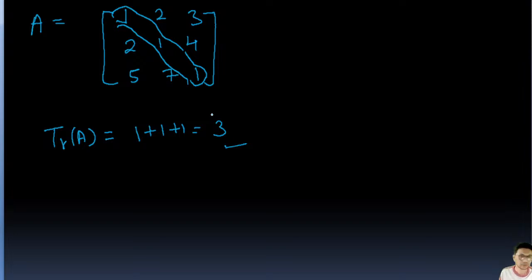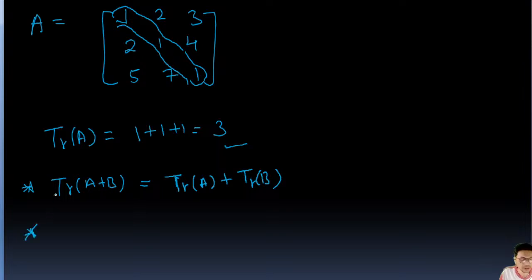Next property of trace is that trace of A plus B is trace of A plus trace of B. And next property is that trace of AB is equal to trace of BA. So the order of the matrices doesn't matter; it may be AB or BA, the value will be the same. So this is the property.